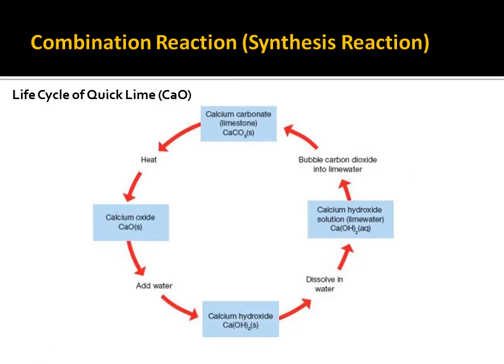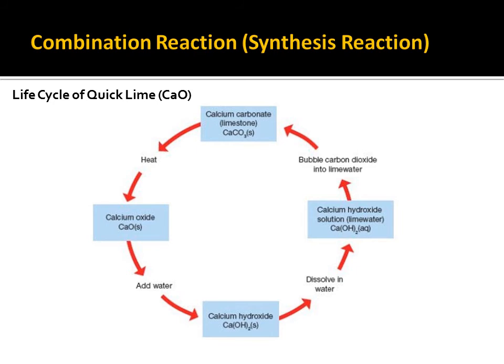Let's see the life cycle of calcium oxide. So we start from here. Calcium oxide, when combined with water, forms calcium hydroxide, right? When we dissolve the calcium hydroxide in water, it is known as aqueous calcium hydroxide, and it is white in color like milk. Okay, so that's why it is known as lime water.